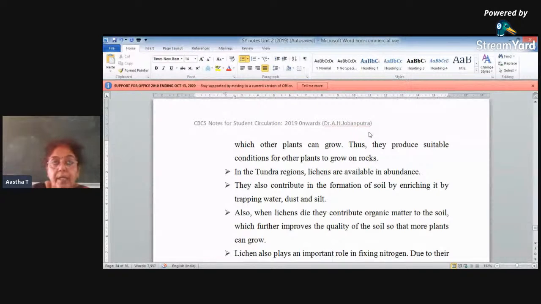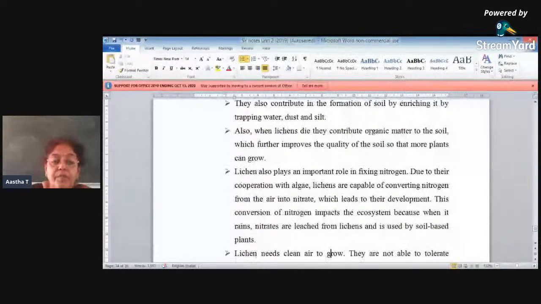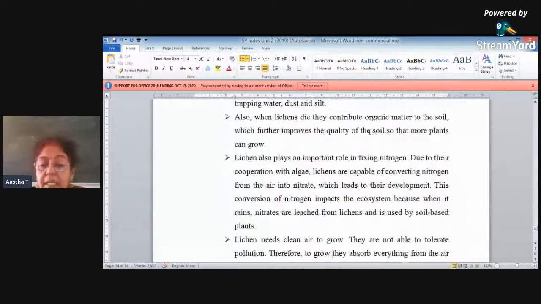जर lichens मरून गेले तर जिथे ते वाढले तिथली सॉइल रिच इन ऑर्गॅनिक मटेरियल होऊन जाते. This improves the fertility of the soil. They are also important in nitrogen fixation because algae is one part and algae is involved in this type of association. So they can convert nitrogen from the air into nitrates, and this is very important in increasing the nitrate contents of the plants.